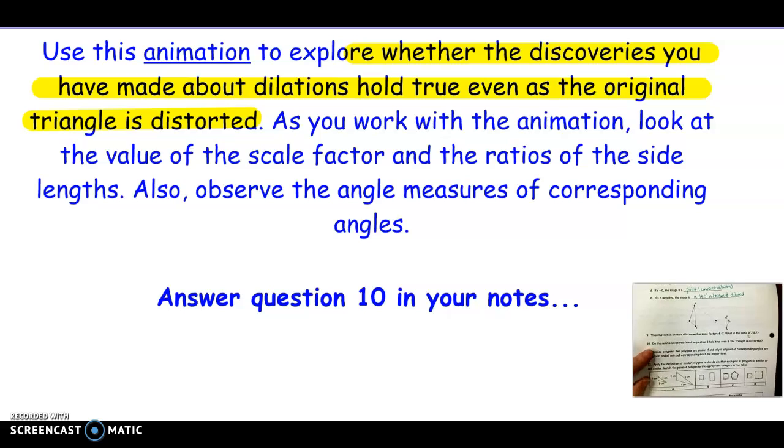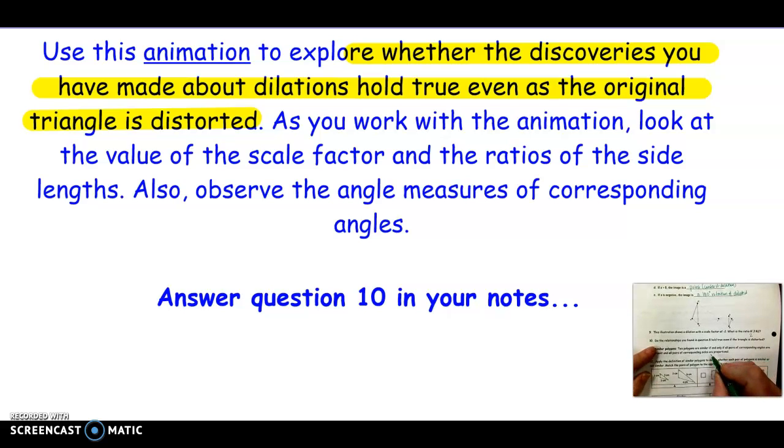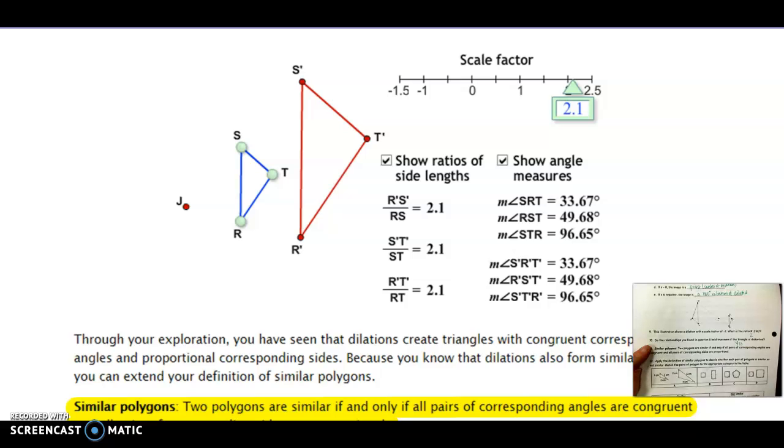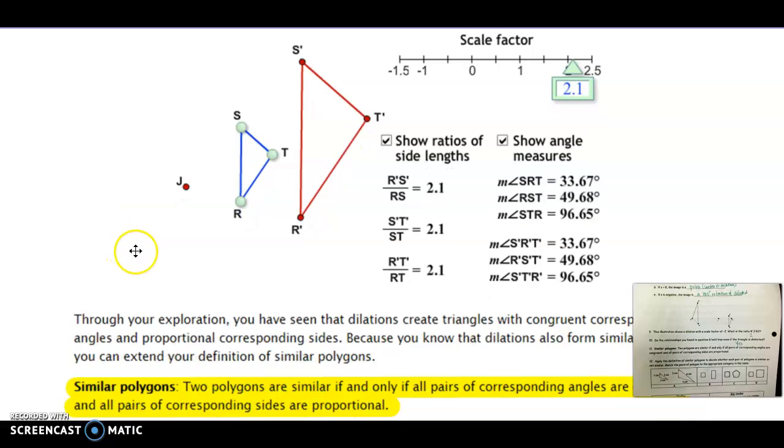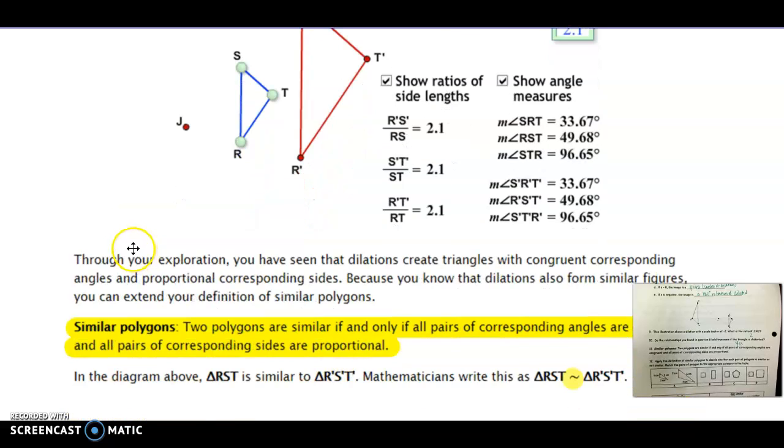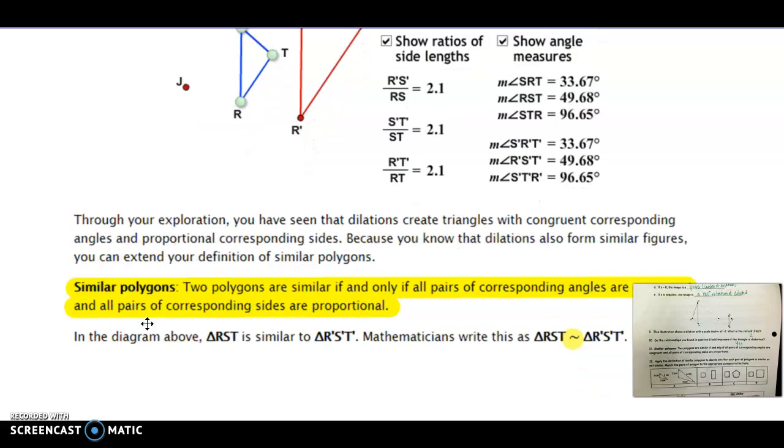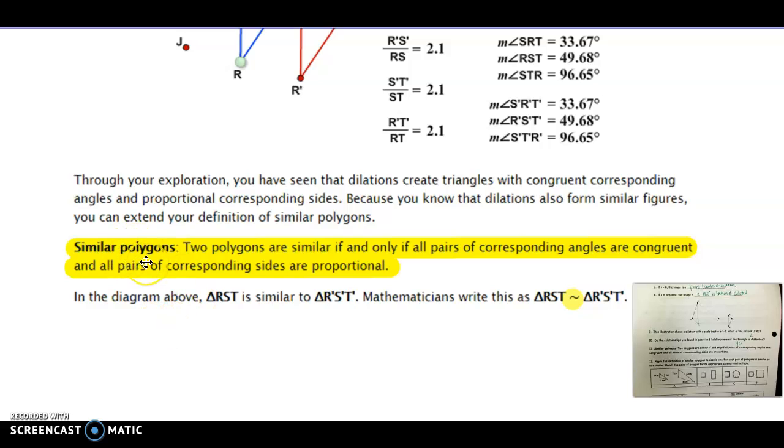So question 10, do the relationships you found in question 8 hold true even if the triangle is distorted? Your answer is yes. Those properties still hold true. So throughout our exploration, we have seen that dilations create triangles that have congruent corresponding angles and proportional corresponding sides. And so we have a definition that we can apply to similar polygons using these properties.